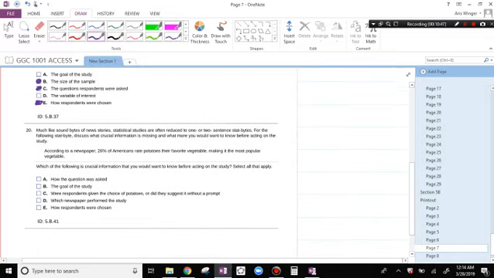Much like the sound bites of news stories, statistical studies are often reduced to one or two stat bites. According to a newspaper, 26% of Americans rate potatoes their favorite vegetable, making it the most popular vegetable. All right, so how were the questions asked? We know the goal of the study. Did the respondents come up with the choice of potatoes? Did they pick it on their own? And then again, how did you pick the people?